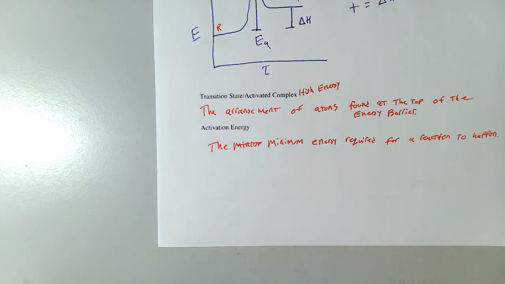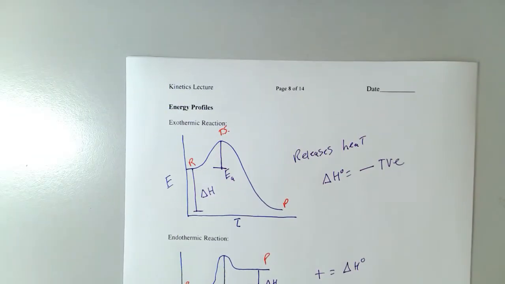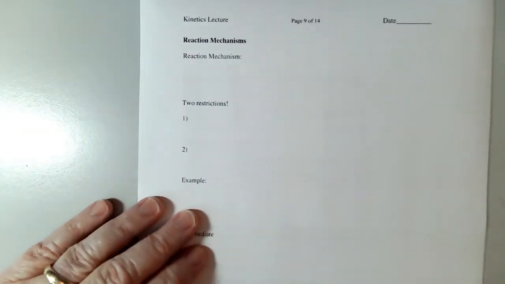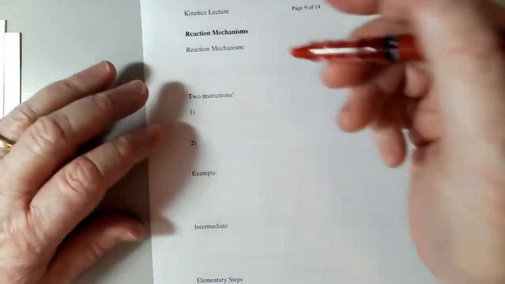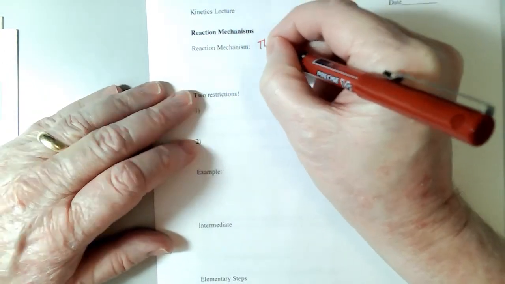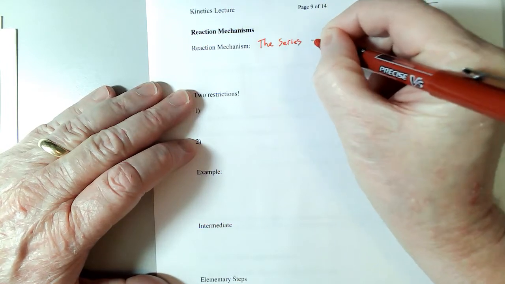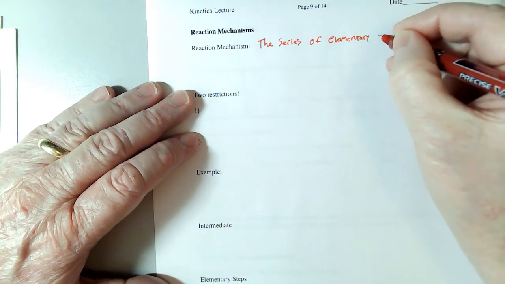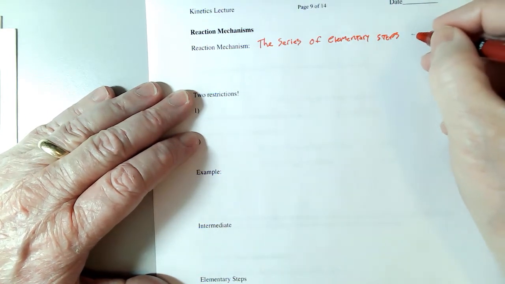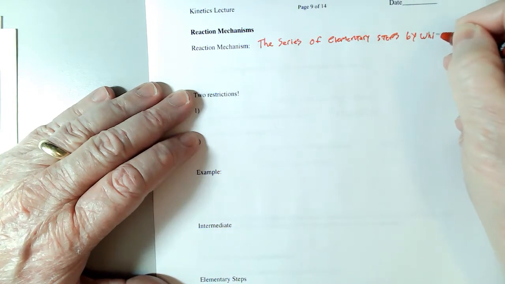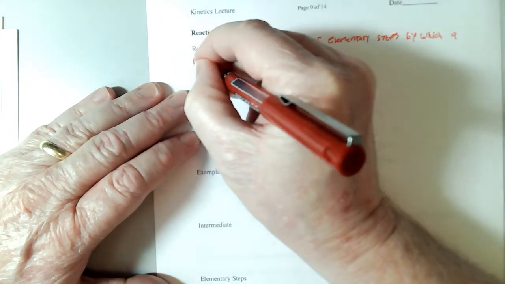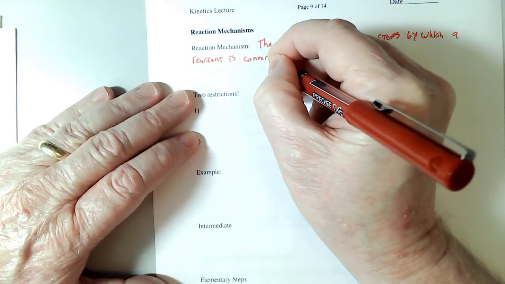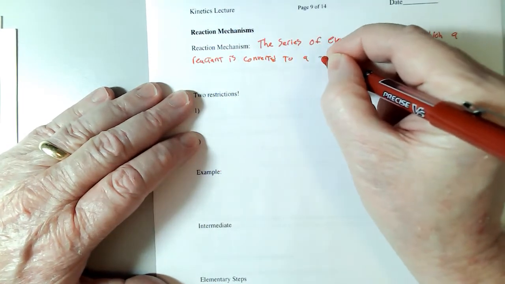Okay, so that's pretty much it for page 8. Let's move on now to page 9 and start to get into the real depths of the idea of reaction mechanisms. So what is a reaction mechanism? The series of elementary steps by which a reactant is converted to a product.